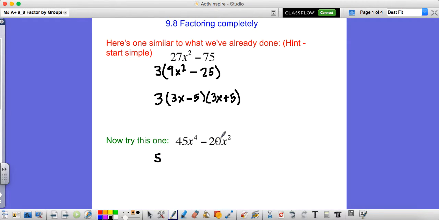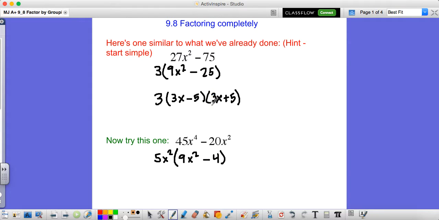Now we have x to the fourth and x squared, so we actually can factor out another x squared. X squared goes into x to the fourth, and x squared factors into x squared. So now what are we left with on the inside? 5 times what gets you 45? The answer there is 9. X squared times what gets you x to the fourth? Well, x squared. We factored out 5x squared from negative 20x squared, so we're left with just 4.